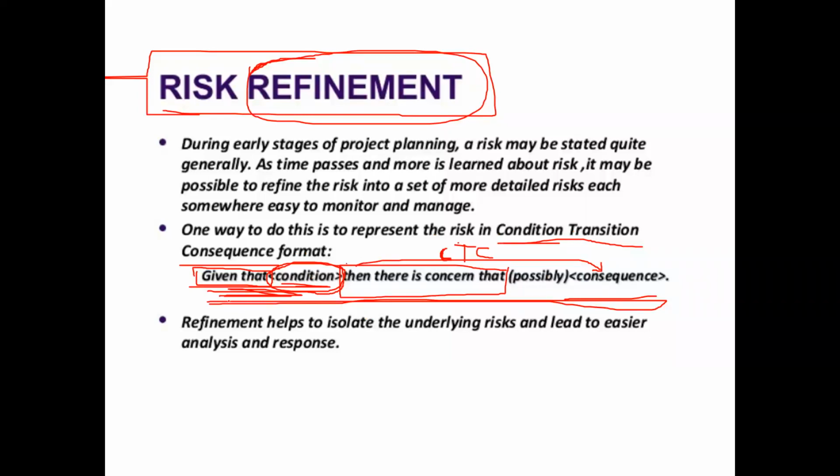So you should write "given that," then the condition, then "there is a concern that" and a sentence, and then you should give the effect this particular project may face. In this format only you should write the refinement. Is that okay? This format is called the condition-transition-consequence format. This is the CTC format.